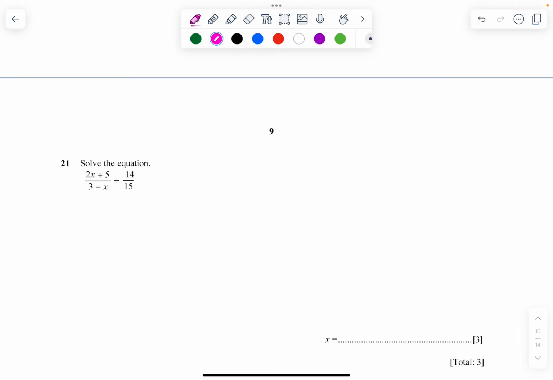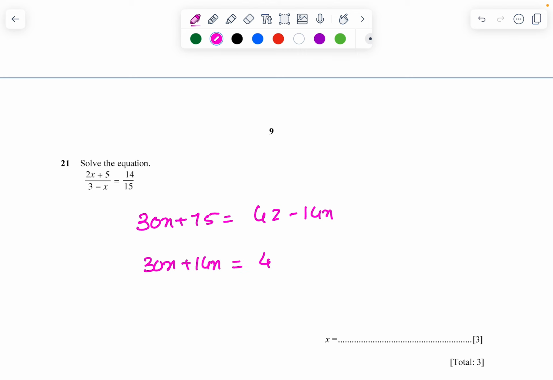Then solve this equation. Cross multiplication, what do I get? 30x plus 75 equals to 14 times 3 is 42 minus 14x. 30x plus 14x equals to 42 plus 75. 44x equals to 117. Then what am I going to do? 30x plus 75 equals to 42 minus 14x. So it's going to be 117 divided by 44.